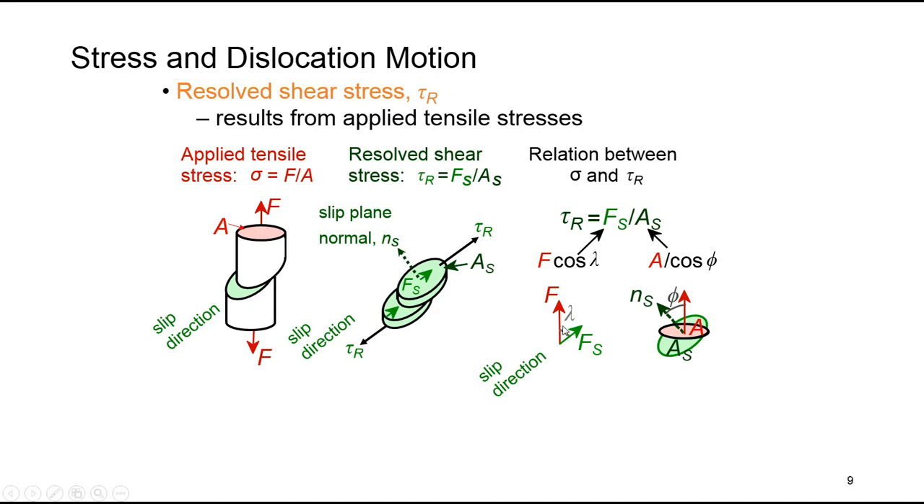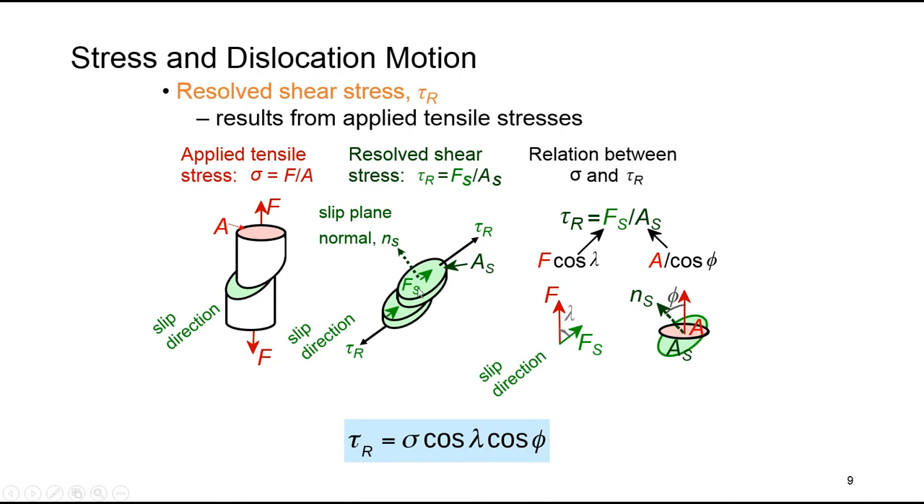If the angle of this plane and force is gamma, then of course Fs is F cosine gamma, and the value of As, or area along the slip plane, is equal to the initial value of A divided by cosine phi, in which phi is the angle between the normal to the initial cross-sectional area and the normal to the slip plane. So if this angle is phi, then As is equal to A divided by cosine phi.